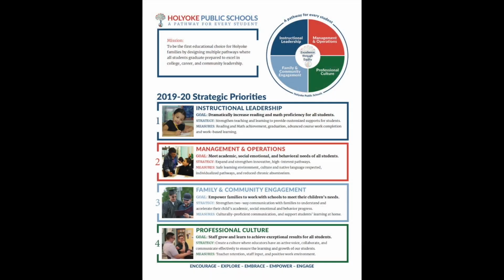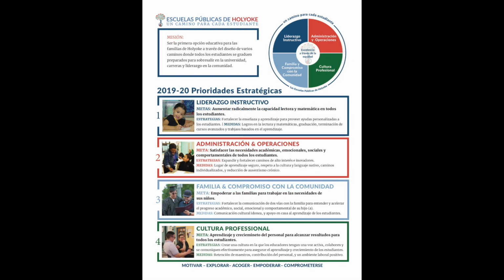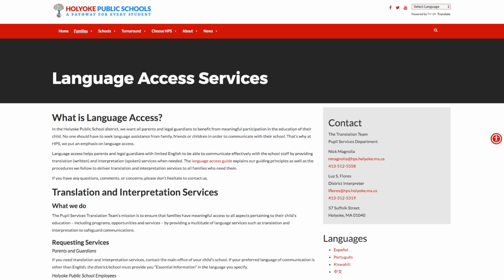In all of the Holyoke Public Schools, you will find posters in English and Spanish outlining our 4 basic principles for providing language access in schools. If you would like to see the poster in a language other than English or Spanish, visit the translation and interpretation page of the HPS homepage provided in your language.